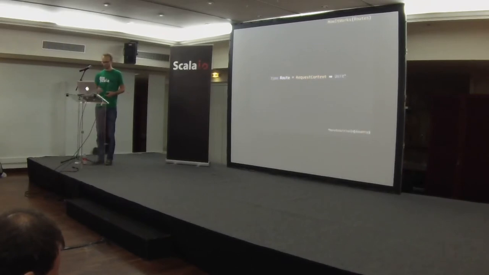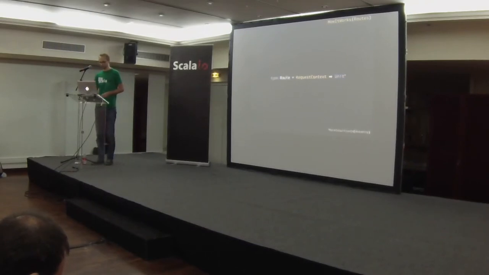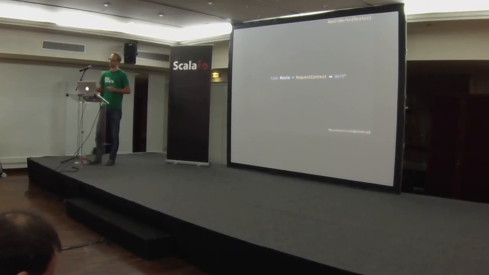The actual type route is implemented slightly differently. In Spray, in Akka-Http, it's exactly like this. But in Spray, you get a request context, and it produces nothing because the response gets produced underwater and gets sent to an actor. You don't really need to know much about this, but a route is a function that takes a request context and produces unit.